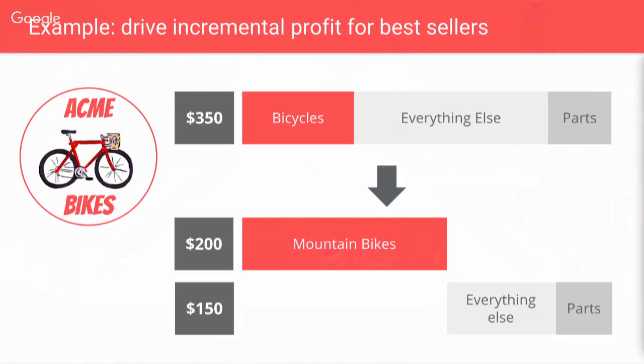So here's an example of Acme Bikes and how they drove incremental profit for their best-selling bikes. So their initial structure was a $350 campaign in which they were selling bicycles, everything else, and parts. And so they had all of that campaign budget allocated to those three areas. What they found, though, was that within bicycles, mountain bikes was a high performer for them. They sold really well. Perhaps they had a high profit margin as well. And they wanted to make sure that every single day, $200 of that budget is attributed directly to mountain bikes specifically. And then 150 of the remaining budget went towards the everything else in the parts.